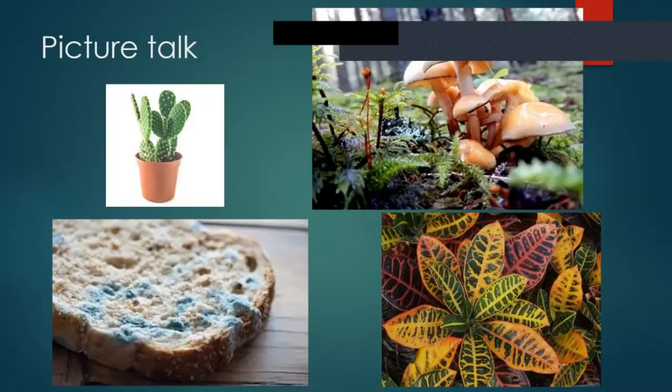Right, children? Yes, very good. Now you understand the concept well. Right, children? Which concept did we discuss? About unusual plants, cactus and non-green plants. Examples for non-green plants: mushrooms and molds. And we discussed crotons. Understood, children? Hope you understand the concept. Thank you.